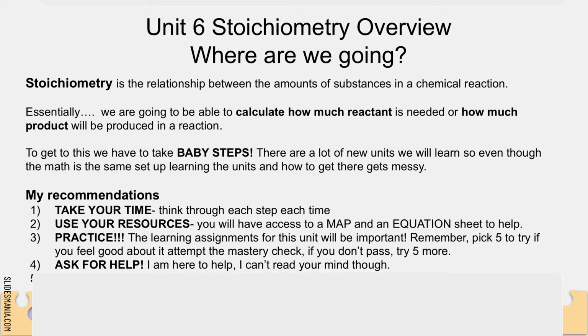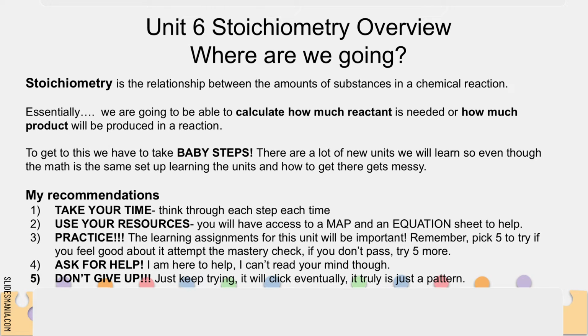Ask for help, okay? I can't read your mind. You need to come back into the Google Meet or stay on the Google Meet and ask questions. And don't give up. If you get a 0, if you don't reach mastery the first time or even the second or third time, keep trying. It will eventually click. It's just a pattern. Once you figure out the pattern, it will be a breeze. And also, make sure to show all of your work. Set it up the way we're going to teach you how to set it up. That way, you can easily see when your units cancel.